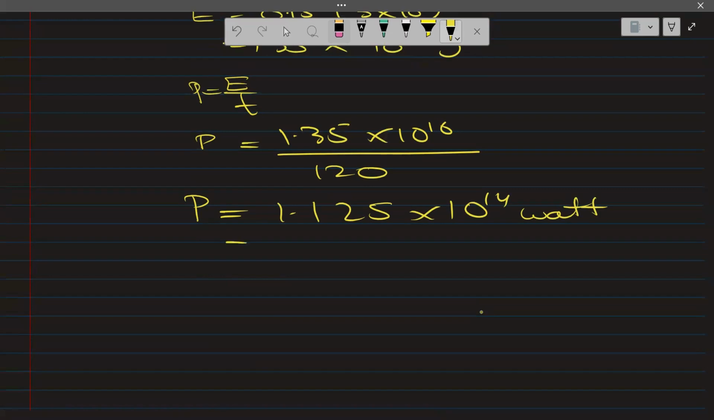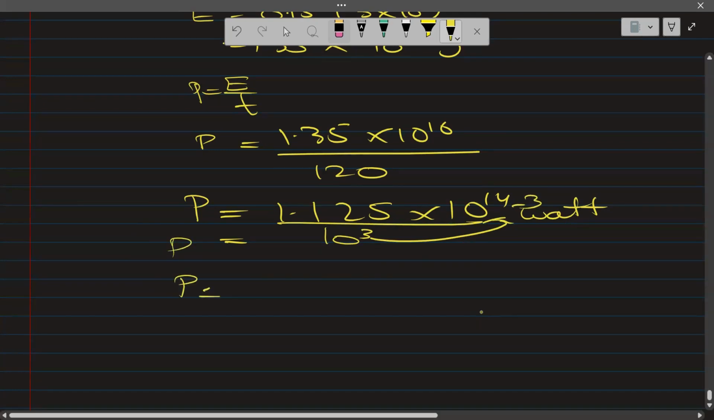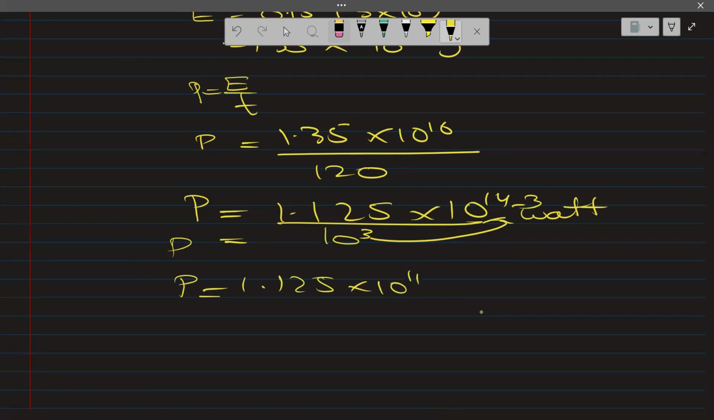So how do we convert it into kilowatts? By dividing by 1000, or dividing by 10 to the power of 3. When we move that 3 up, it will subtract from 14. So the final answer will be 1.125 times 10 to the power of 11 kilowatts. If you want its answer in watts, it is 1.125 times 10 to the power of 14 watts.